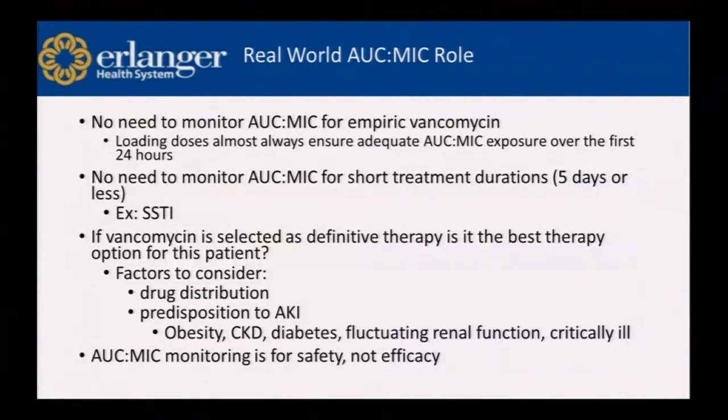And then I'd like everyone to think about, if vancomycin is selected as definitive therapy, is it the best therapy for this patient? Factors to consider would be drug distribution and predisposition to AKI. Patients with obesity, CKD, diabetes, fluctuating renal function, and critical illness may not be great candidates for vancomycin. If you are choosing to use vancomycin in these patients, it's probably worth doing some therapeutic drug monitoring. In this instance, getting trough levels on these patients would be perfectly reasonable if you're checking for safety. You want to make sure you're not getting a trough of 20 or even necessarily 18 in a lot of these patients, because you're putting them at risk for acute kidney injury.